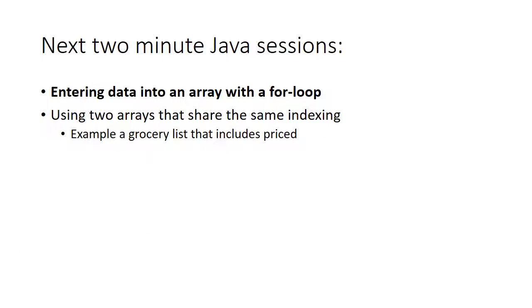If you like this session, I intend to do 2 more sessions on arrays, including the topic of entering data into an array with a for loop, which is a common activity with a for loop, and then also do a second session on how to share the same index between 2 different lists. If you have 2 lists that are related, like for instance 5 grocery items and 5 prices associated with those items, they might be linked by a shared index.